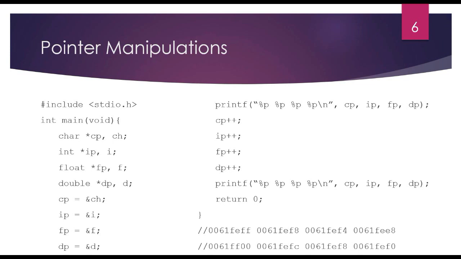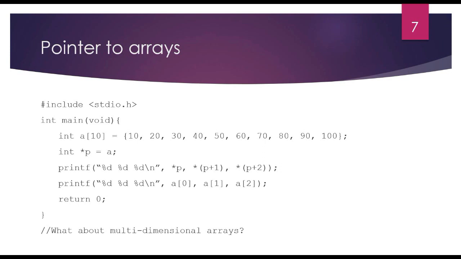As you can see at the very end, there are two lines of comments which represent the memory locations of the four variables that we have declared. The variables are CP and CH for character: CP is the character pointer and CH is a character variable. IP is the integer pointer and I is the integer variable. Similarly, float and double. Then we have also seen how to use pointers to point to arrays. Only a single pointer is enough to iterate through a whole array.